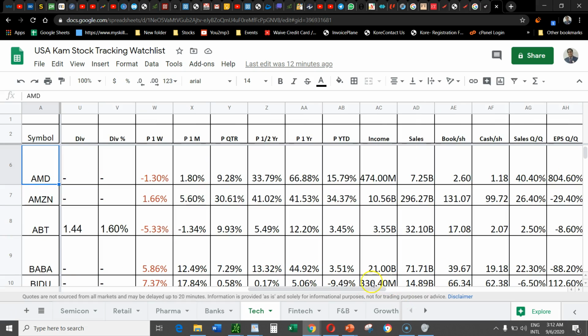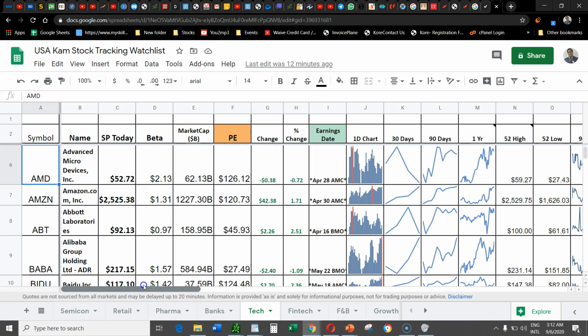Okay guys, now here's the fantastic part. So let's continue looking at this, and I'll scroll. So you have the symbol, the ticker symbol, you have the name of the company, you have the stock price today, what's the beta of this company, what's the market capitalization of this company, the P/E ratio, the change in price today, and the percent change in price today, all automatically calculated for you.